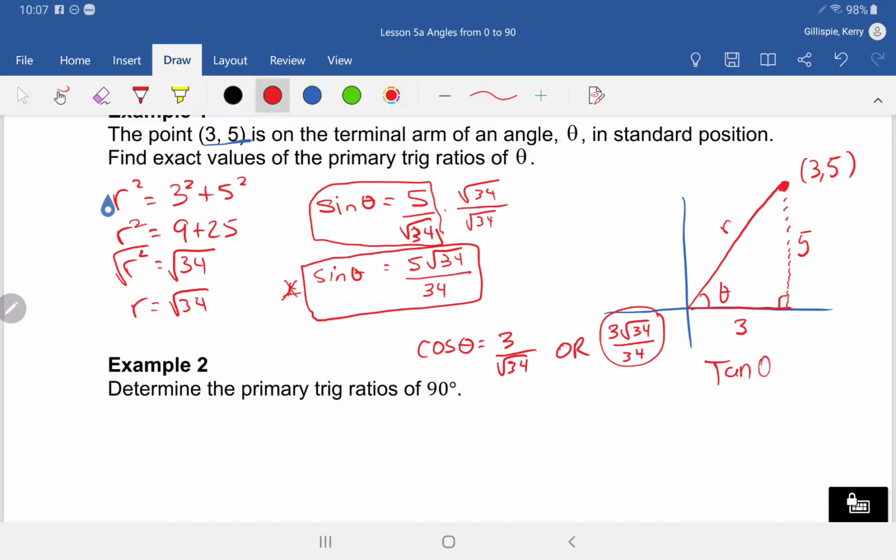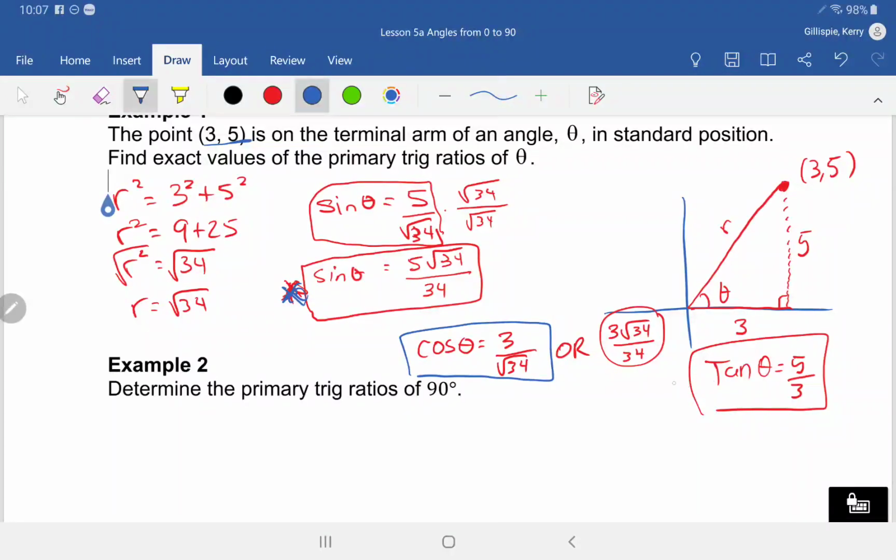And then the final one is the tan. Tan is good for this because tan doesn't involve the roots at all. So tan is the y value divided by the x value. Again, that's opposite over adjacent. So it's 5/3. So we have our sine here, we have our cos, and we have our tan. Okay, so we've done all 3 trig ratios in terms of this terminal arm going through the point 3,5.